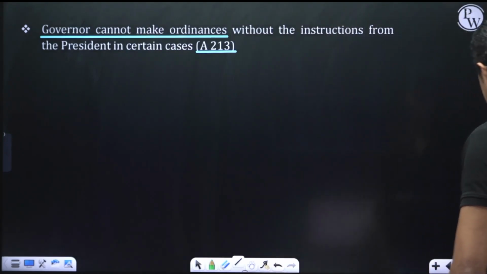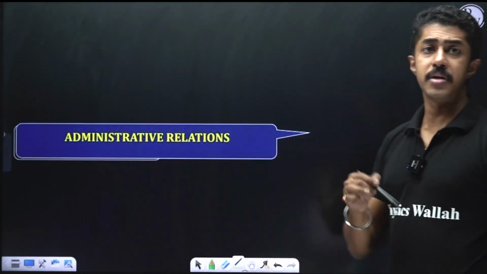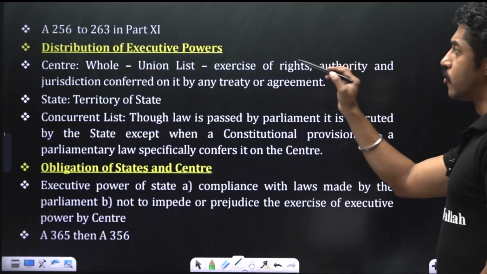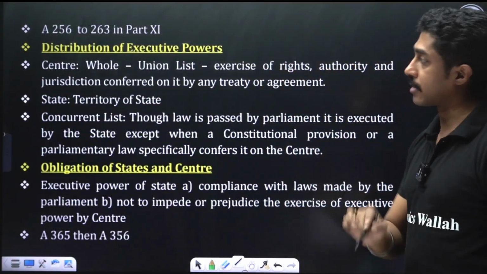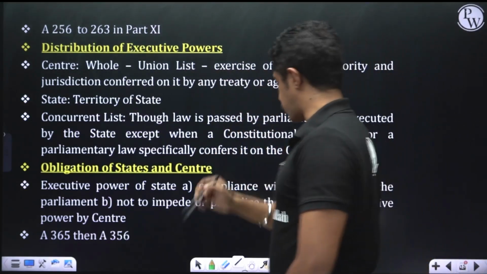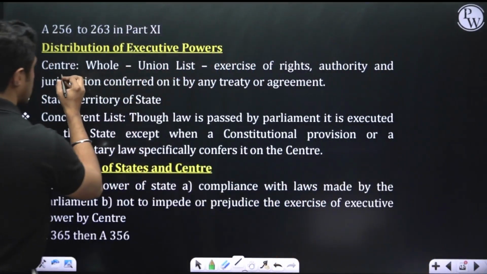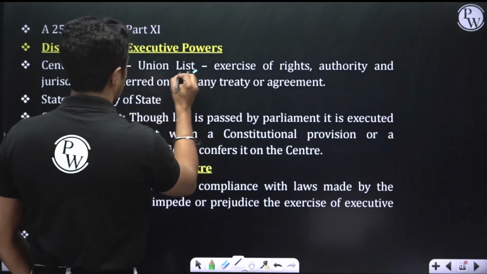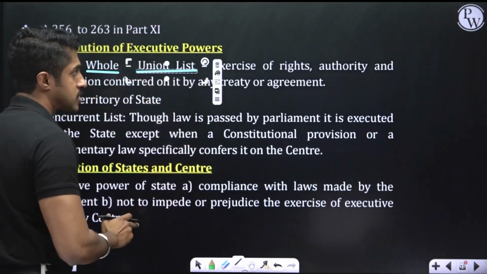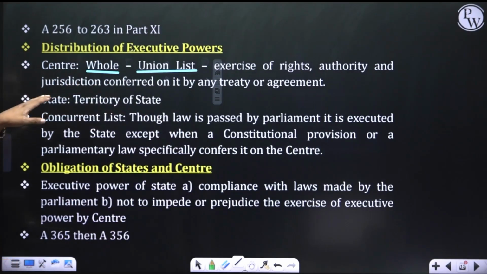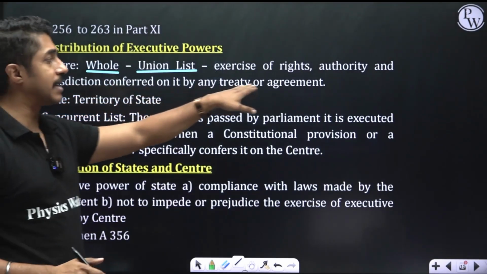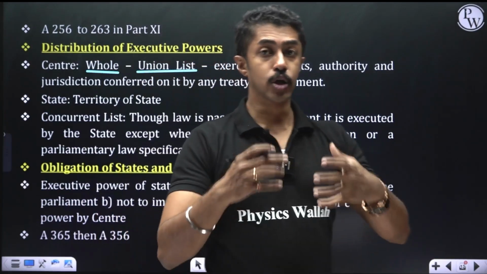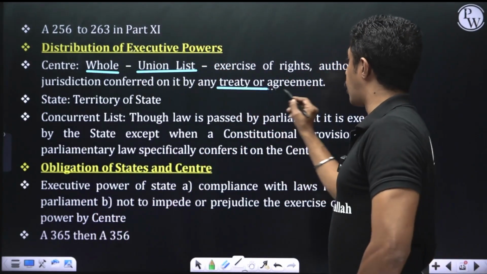All right, people. Coming to administrative relations. Article 256 to Article 263 in Part 11. Distribution of executive powers. The center, for the whole of India, has executive power, especially with regard to matters of the union list. Exercise of rights, authority, and jurisdiction conferred on it by any treaty or agreement. That is, the center has the executive power to give effect to any treaty or agreement.